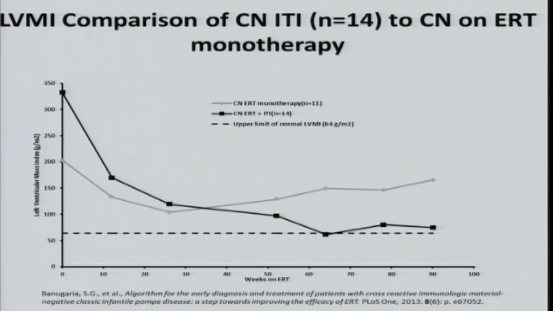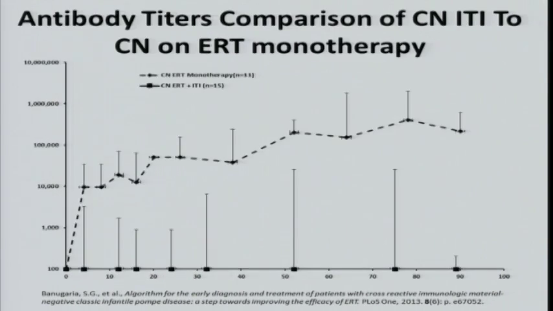This is the left ventricular mass, because they have massive cardiomegaly. So this is a group of children who are CRIM negative, who are only treated now with enzyme treatment. You can see that the heart comes down and then starts to go up. This is because of the antibody production, so the enzyme is not having its impact. And now when I use this other cohort of patients in black, and if I pre-treat them with immune modulation, you can see that they come all the way down and stay down.